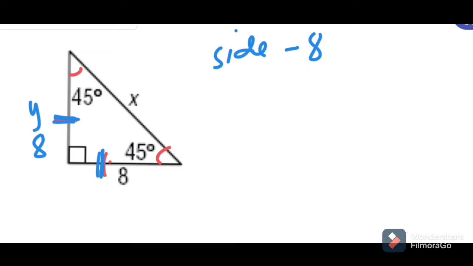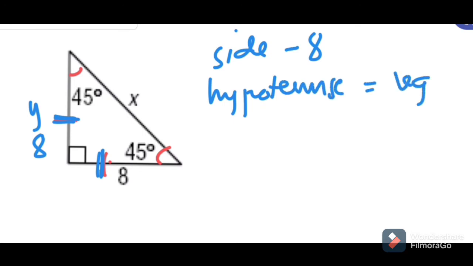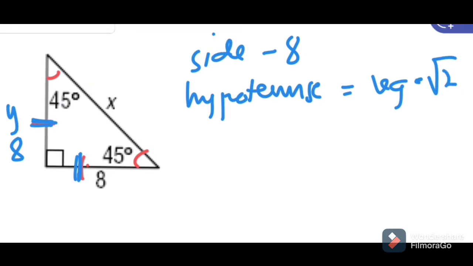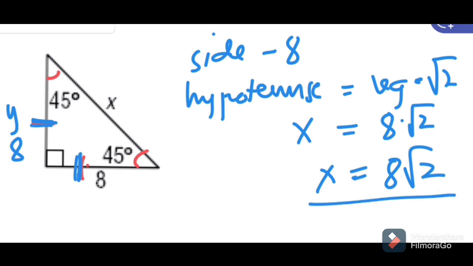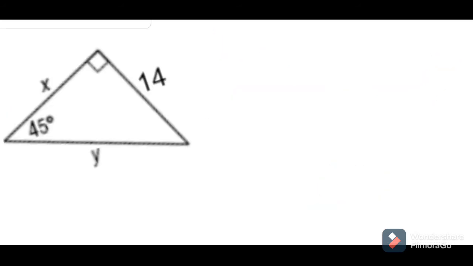So to find the hypotenuse, we are going to remember that hypotenuse is equal to the leg times square root of 2. And so our hypotenuse x is equal to our leg given, 8, times the square root of 2. So the answer for our hypotenuse is 8 square root of 2. That's it.